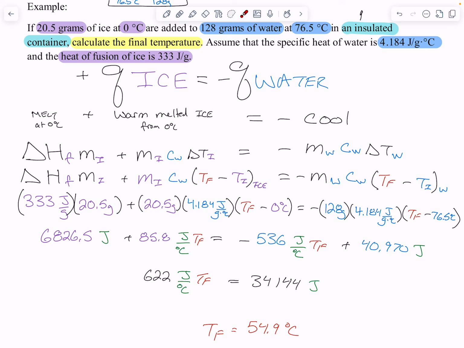Now, there are other ways to do this on the right-hand side. You could make this positive, but then you have to flip those. And so it's just easier to make them negative if we know where the heat's going, because that's kind of what I want you to know anyway, right? I want you to know where the heat's coming from and going to. That's important. But then we just do the algebra, and we get 54.9 degrees Celsius.